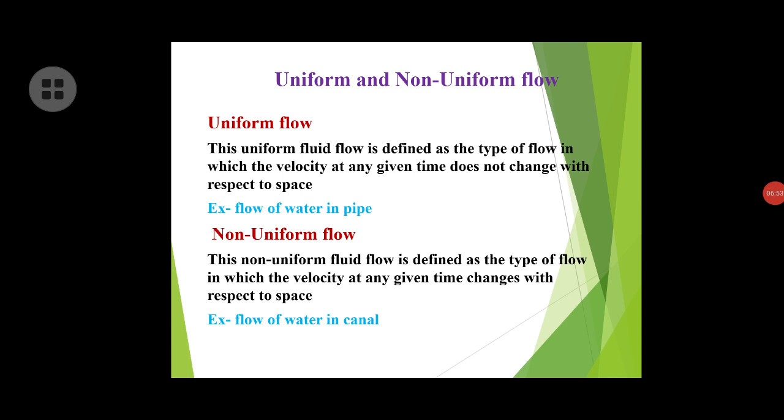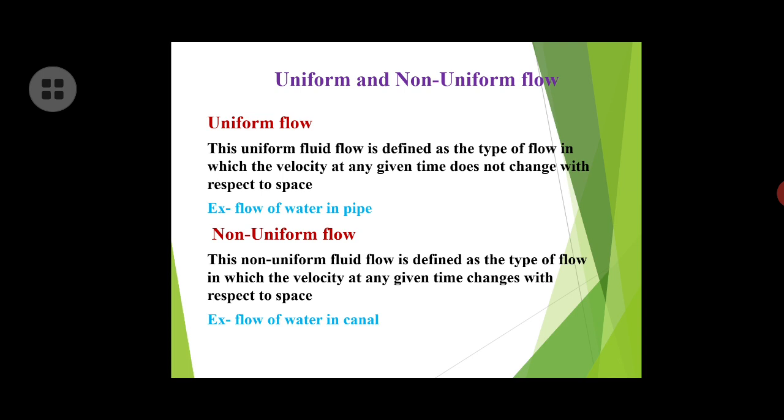Next, uniform flow and non-uniform flow. Uniform flow is defined as the type of flow in which velocity at a given time does not change with respect to space. Again, I repeat: uniform flow is the type of flow in which velocity at a given time does not change with respect to space. For example, flow of water in a pipe. That is uniform flow.